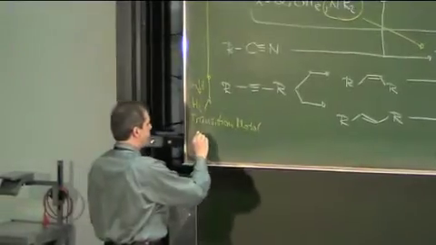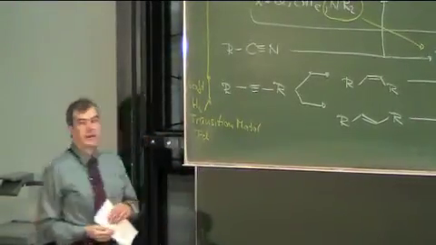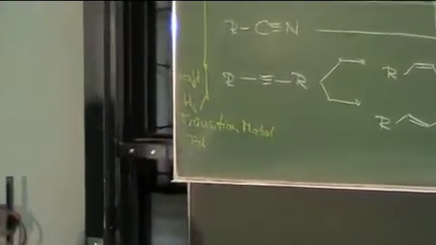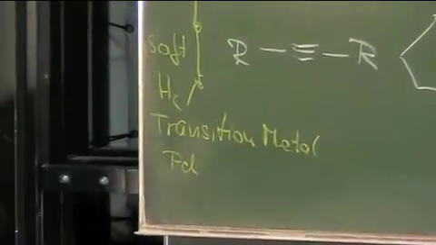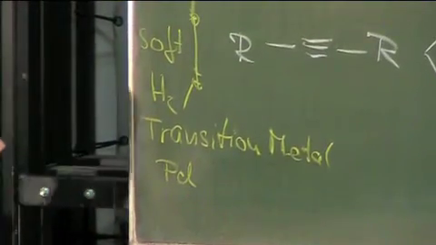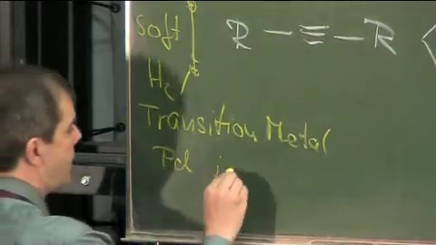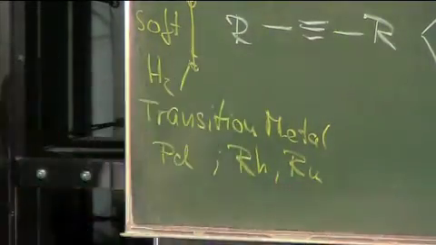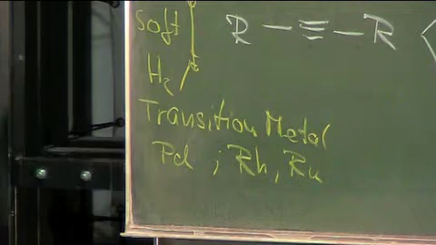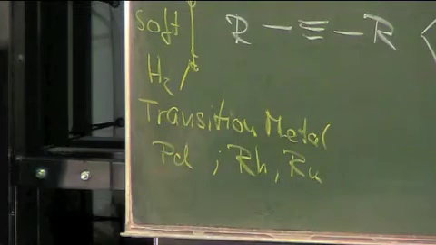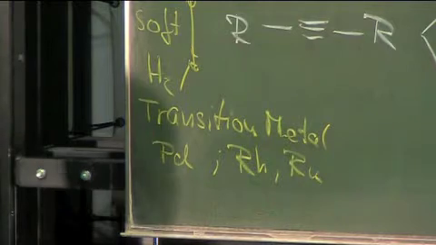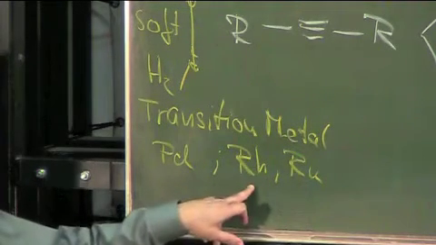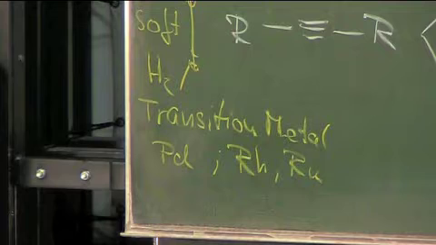And a typical transition metal that is used here is palladium. That's probably the one reaction you know best. Palladium on charcoal gives a very good hydrogenation catalyst. But a lot of chemistry is done with rhodium and ruthenium. These are generally relatively expensive metals, especially rhodium. Rhodium is more expensive than gold.